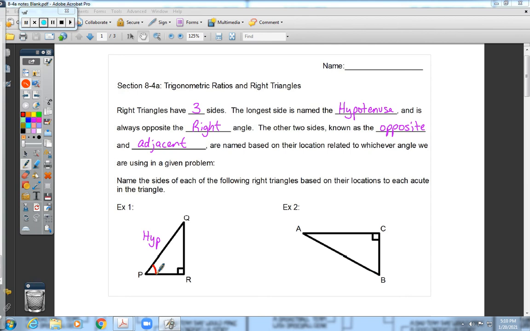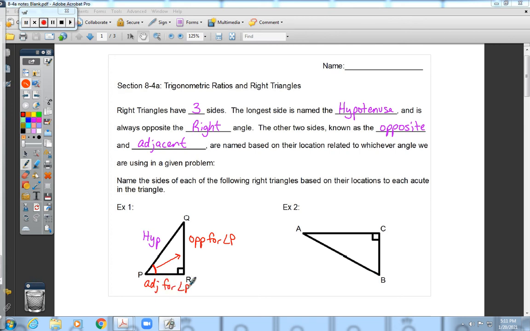So when we're looking at angle P, our 2 remaining side names are opposite and adjacent. So it should make sense to us that opposite would be the side that is located across the triangle from angle P. In other words, QR is the opposite side for angle P. Whereas the word adjacent, well, that means next to. So there are 2 sides next to angle P, but one of them is already named hypotenuse. So the other side, in this case PR, is our adjacent side for angle P.